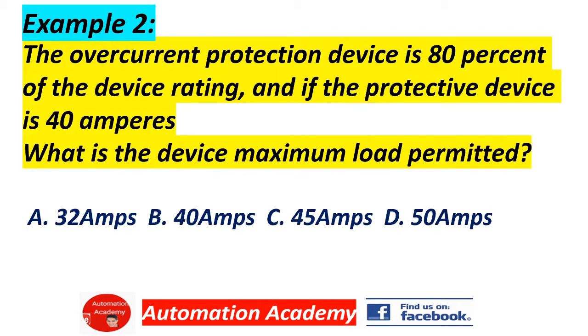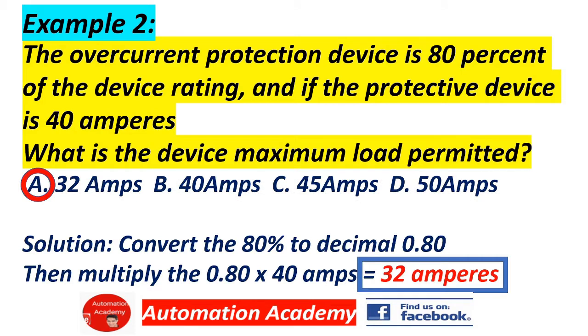Example number 2. The overcurrent protection device is 80% of the device rating. If the protective device is 40, what is the device maximum load permitted? Answer A. 32 amps. Solution: convert the 80% to decimal, 0.80, then multiply the 0.80 by 40 amps. The answer is 32 amps.